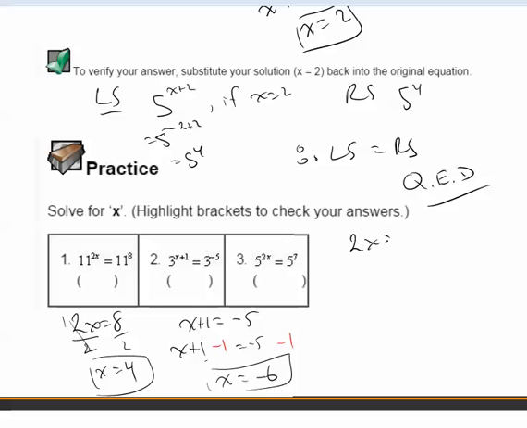Okay, last one, 2x equals 7. Same idea again. What's by the x? There's a 2. What's it doing?